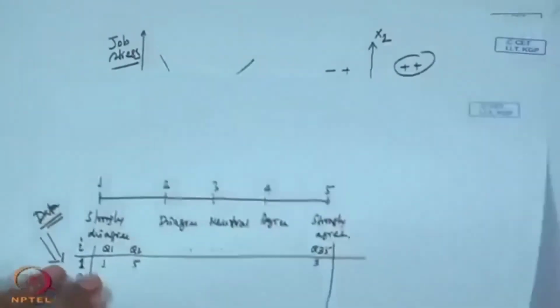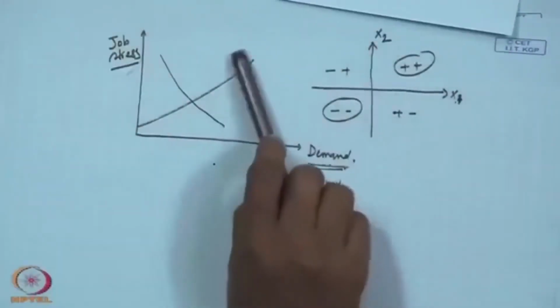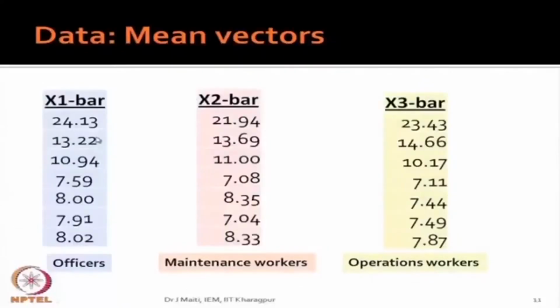So, that we have done, and accordingly the data we got is like this. x1 bar is basically for officers: the means for demand, control, management support, peer support, relationship, role, and change. In the same manner, you have to compute the mean vectors for officers, maintenance workers, and operations workers.